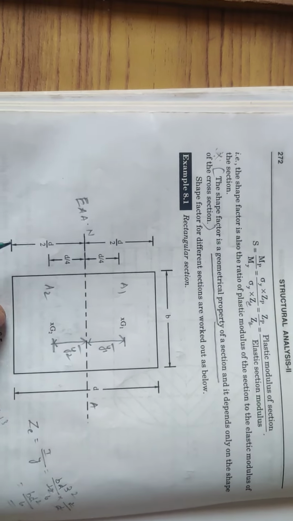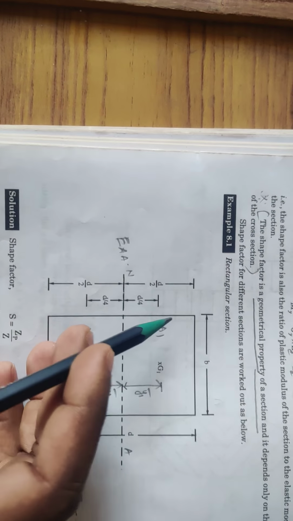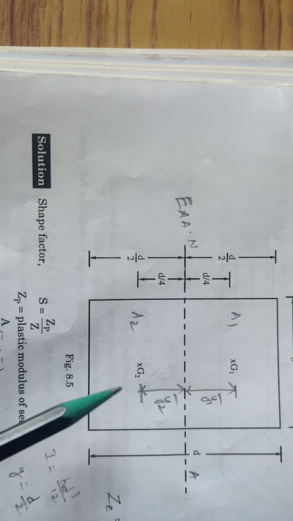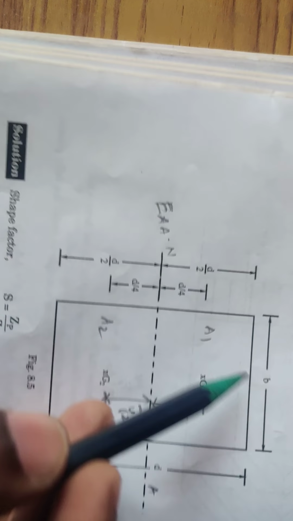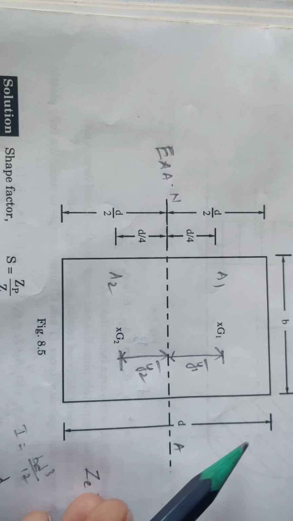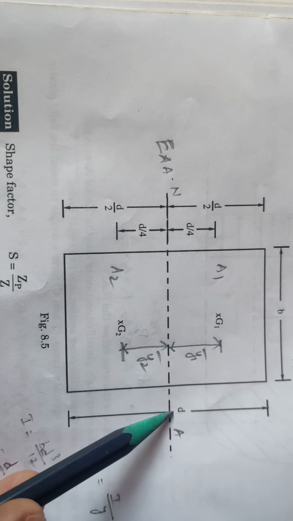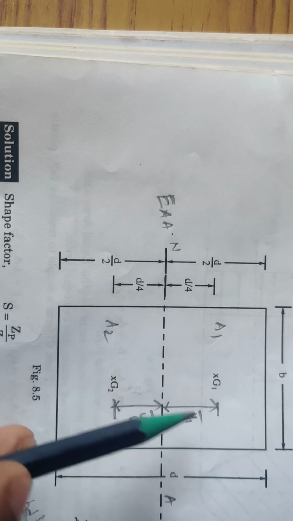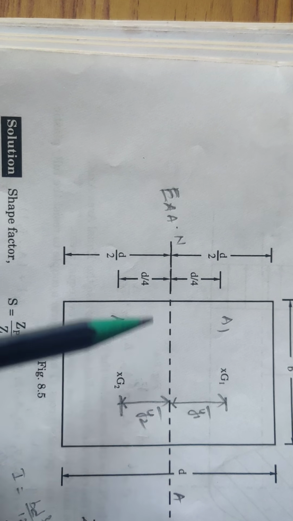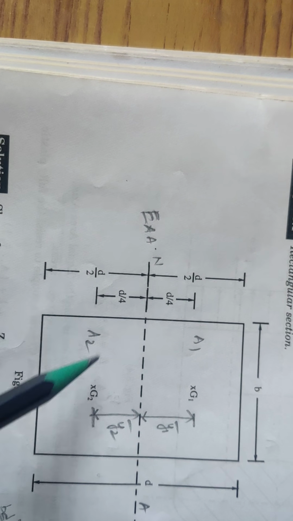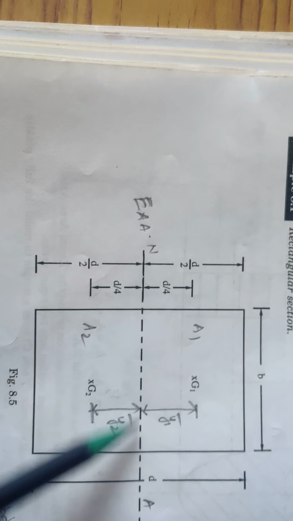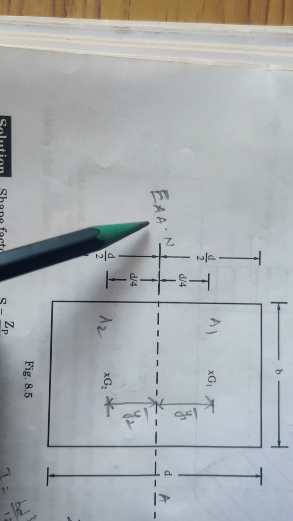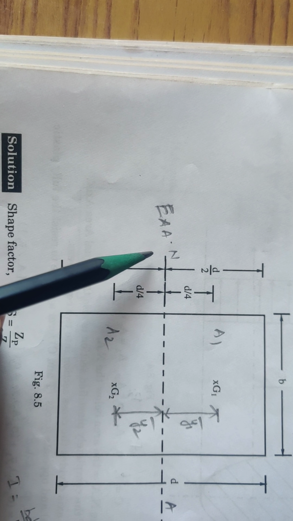Now we'll see a problem for calculating the shape factor of a rectangular section. Consider a rectangular section with breadth b and total depth d. This section is symmetrical about both the x-axis and the y-axis, so the neutral axis NA also forms the equal area axis, EAA.